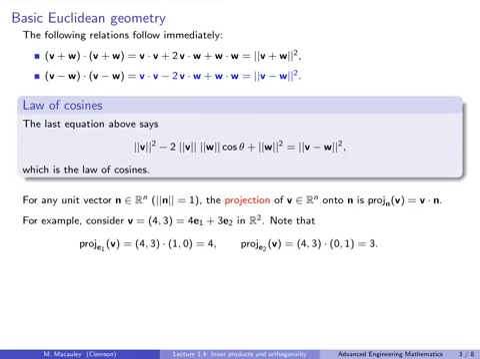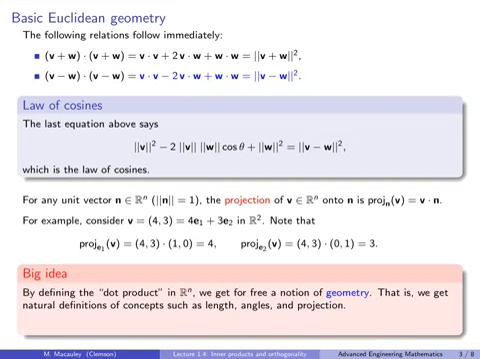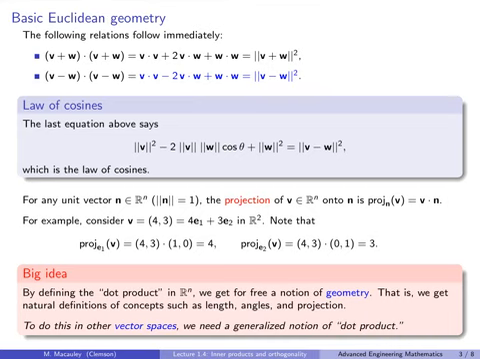Here is that same calculation written as ordered pairs instead of vertically. The big idea here is that by defining the dot product in Rn, we get for free a notion of Euclidean geometry. That is, we get natural definitions of concepts such as length, angles, and projection. To do this in other vector spaces, we need a generalized notion of dot product.